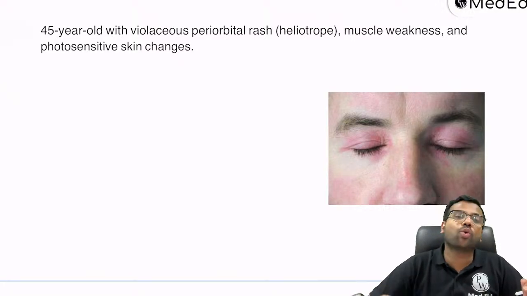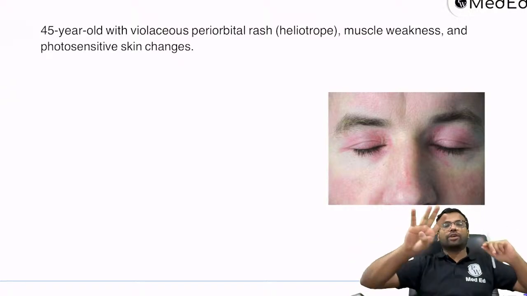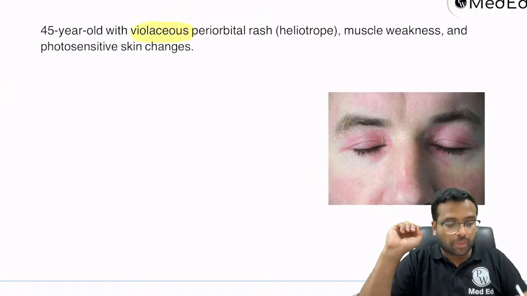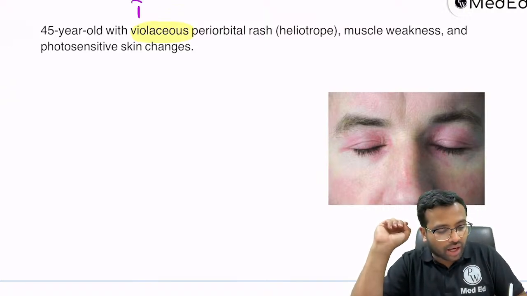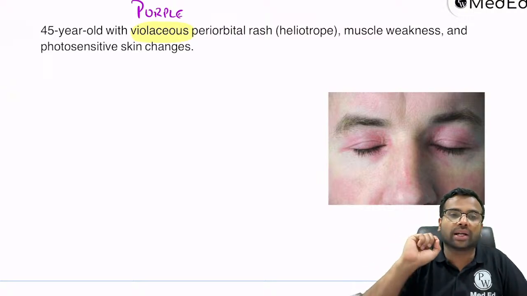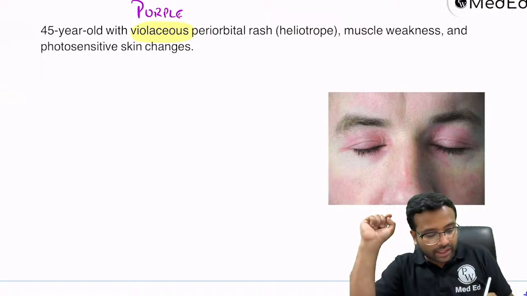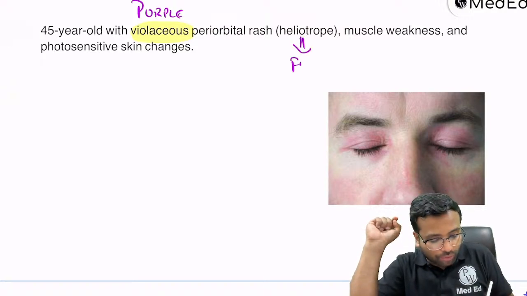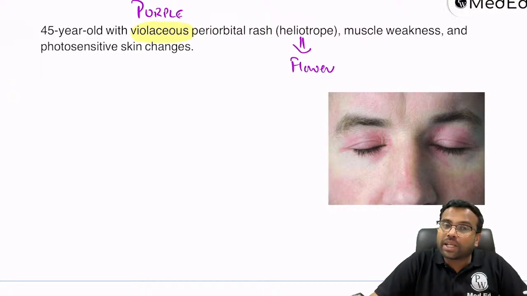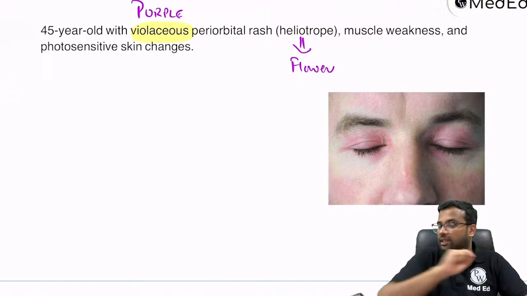Now, let me see who gets this right. I'll just look into the chat box now. A 45-year-old patient is presenting to you with a violaceous, meaning purple colored, periorbital rash, and it's described as looking like a heliotrope flower. The patient also complains of muscle weakness and photosensitive skin changes.